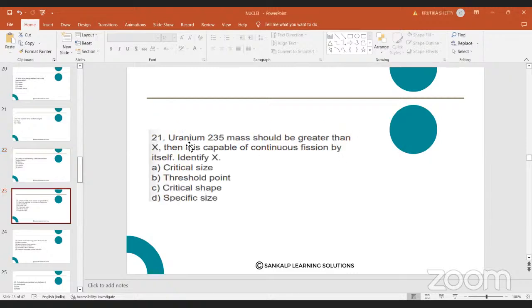Then the next question. Uranium-235 mass should be greater than X. Then it is capable of continuous fission by itself. Identify X. Is it the critical size, threshold point, critical shape, or specific size? Yes, uranium-235 mass should be greater than X.